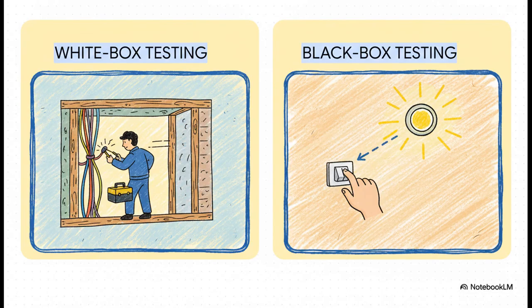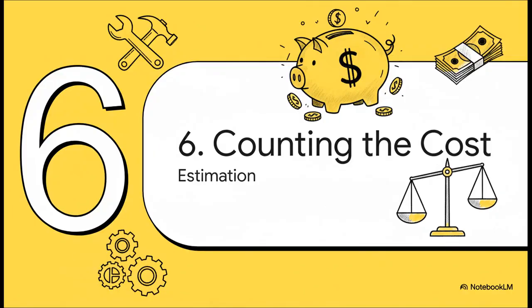So how do testers do their job? Well, they have two main strategies. With white box testing, they can see all the internal code. It's like an electrician who can look at all the wiring inside the walls. But with black box testing, they have no idea what the code looks like. They just test it from a user's perspective. I flip this switch, does the light turn on? Yes or no?